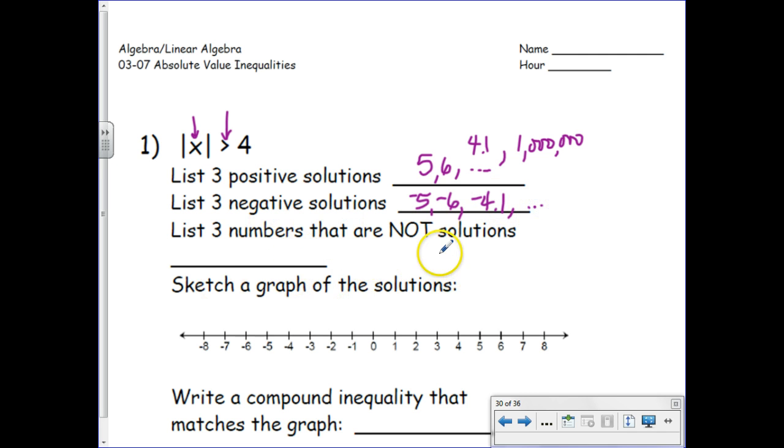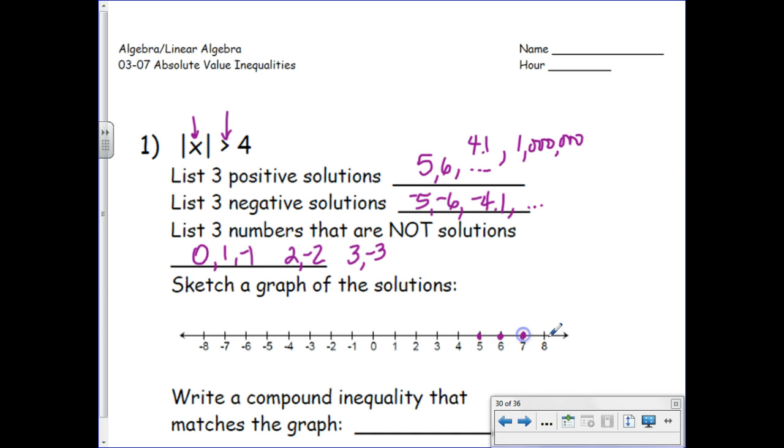Then think about 3 numbers that wouldn't work, no matter what. I always think of 0 first. 0 is not bigger than 4. Positive 1, negative 1. Neither of those will work. Positive 2, negative 2, those won't work. Positive 3, negative 3. Okay? None of that works, but these things that are further out will work.